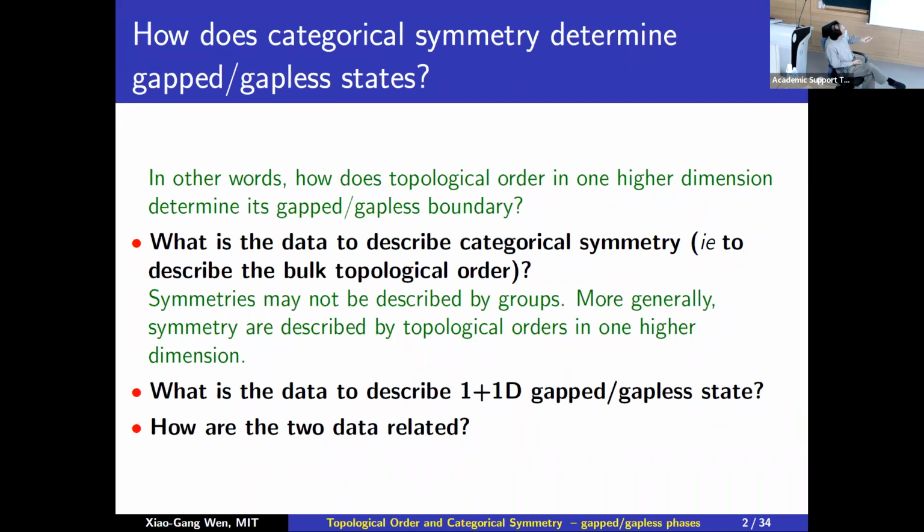But this part we already did, in the first few lectures. We described topological order very carefully, and we understand what kind of data characterizes topological order in low dimension, not in high dimension. Then we also need the data to describe the gapless states in any dimension. But in 1 plus 1 dimension we have an answer. In higher dimension, there's trouble. Then we ask how these 2 sets of data are related. Then we have a program based on something like that.